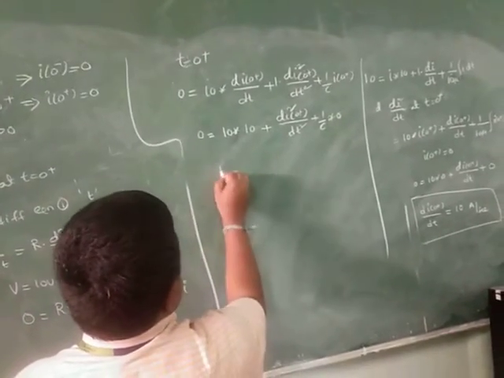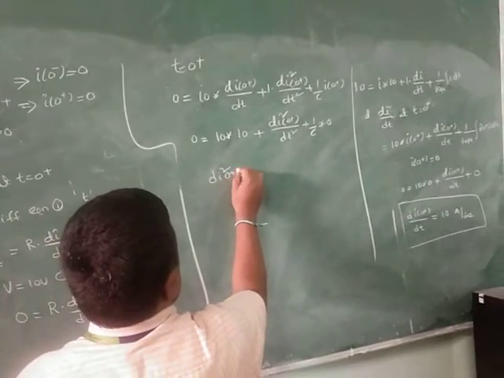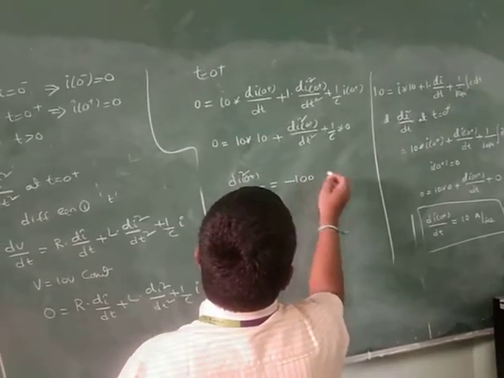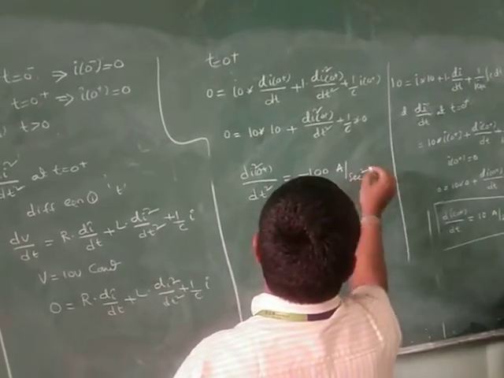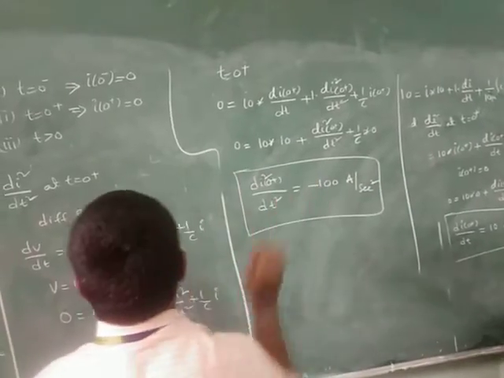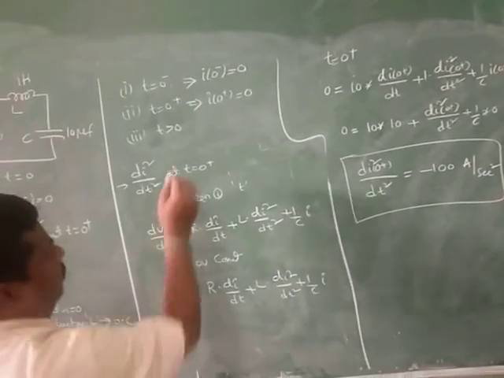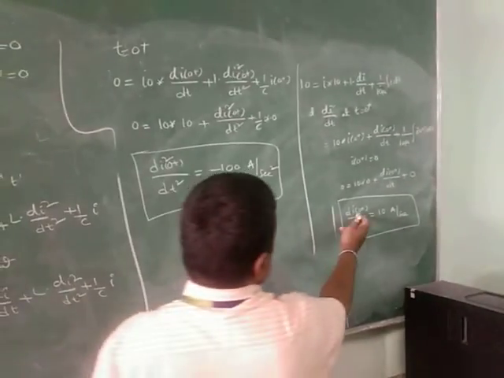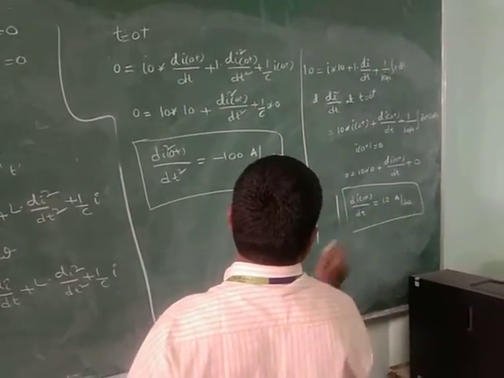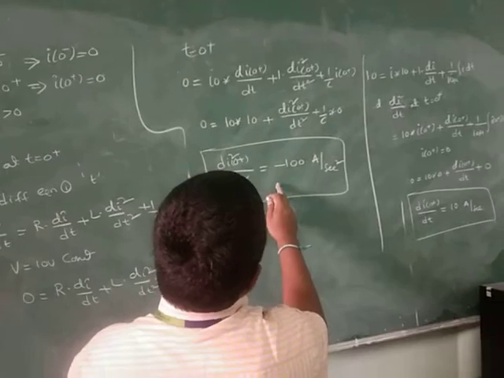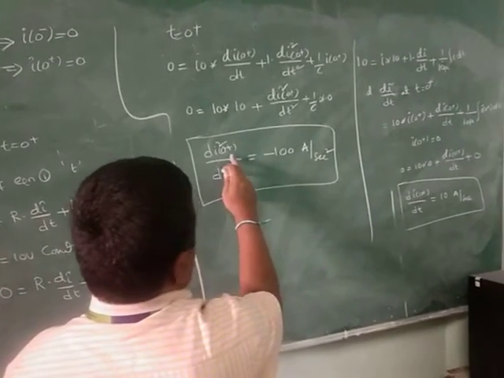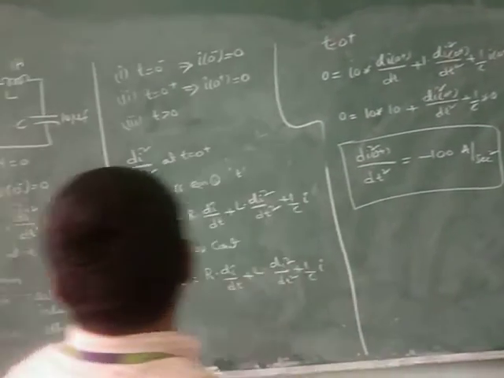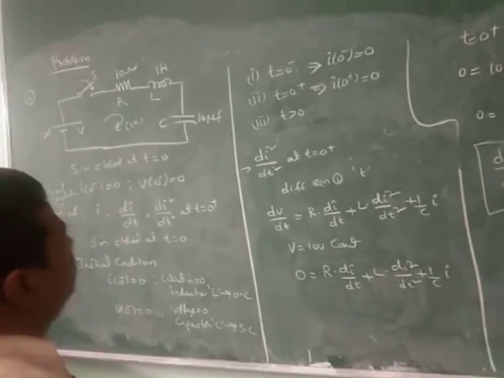So finally d²i(0+)/dt² is equal to minus 100 ampere per second square. So for t greater than 0, two cases. One is di(0+)/dt is equal to 10 ampere per second, and the second one is d²i(0+)/dt² is equal to minus 100 ampere per second square. Like that we can solve the problem using initial conditions.